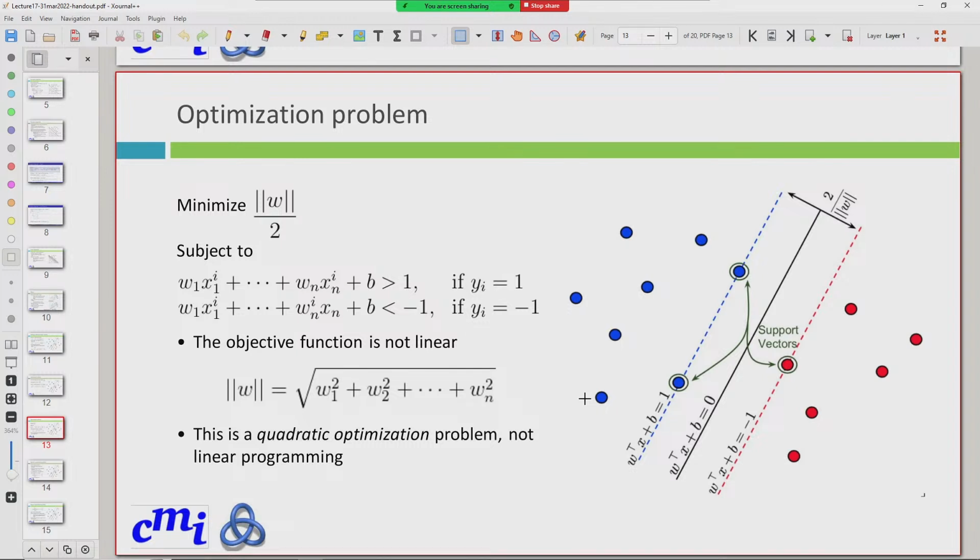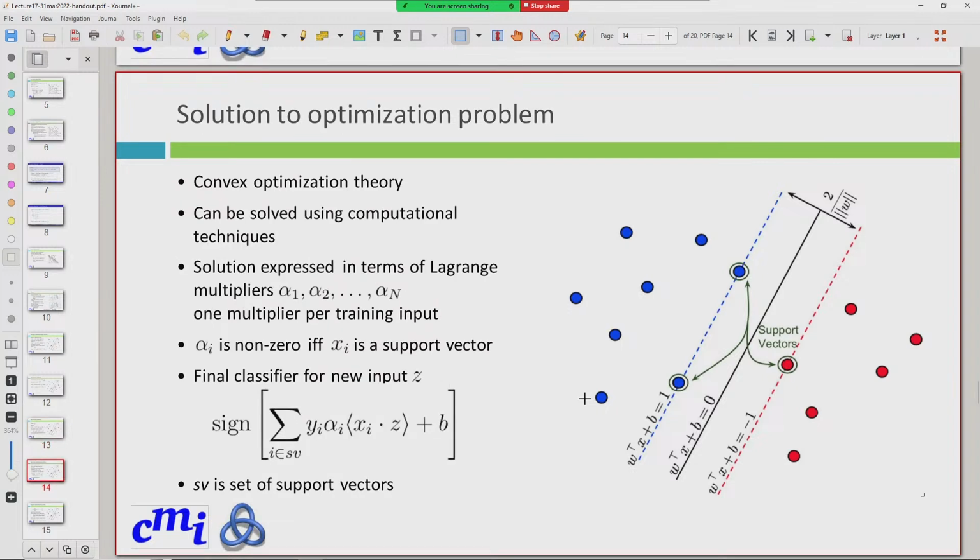Did you guys see linear programs today? This is almost like a linear program, except that the objective function is not linear, it is quadratic. So this is called a quadratic program, right. The constraints and all are linear, it is just that the objective function is quadratic. You can have other quadratic programs where the constraints are also quadratic and so on, but we do not have that here. Fortunately this can be solved, and essentially the solution will come out in terms of these support vectors.